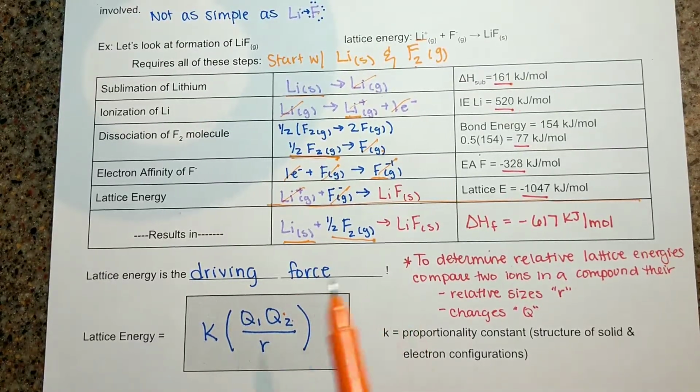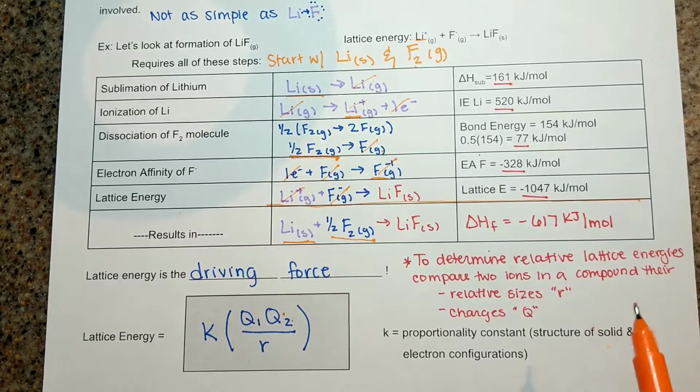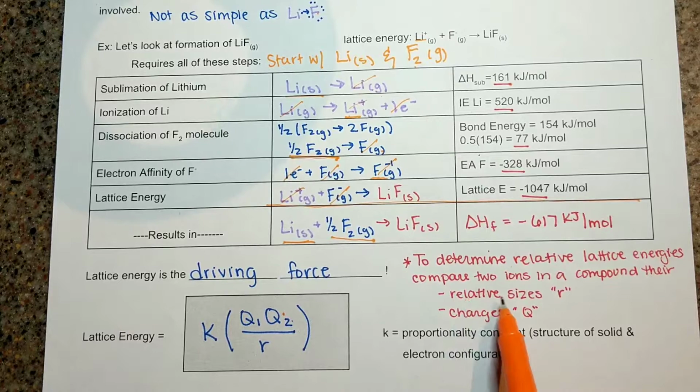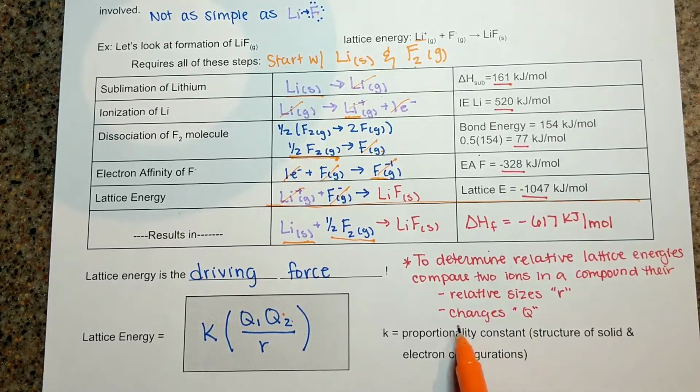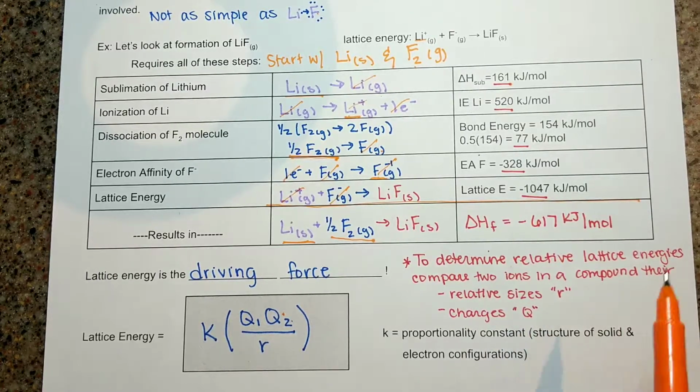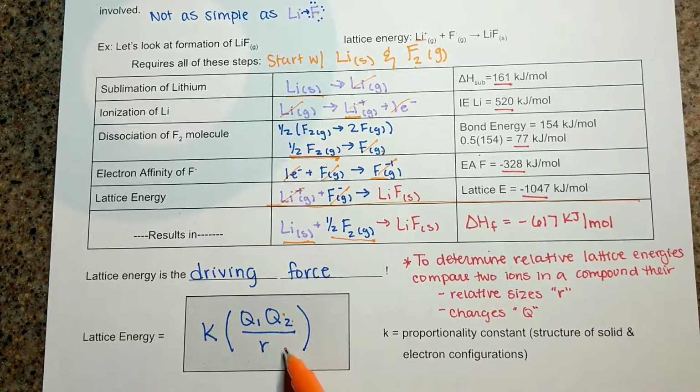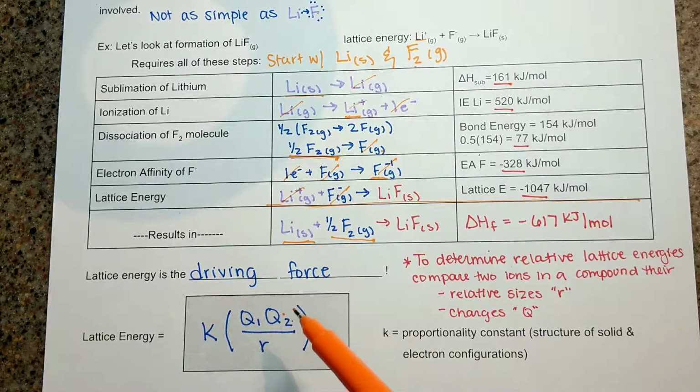Now, if we're looking at two different compounds and we want to compare the relative lattice energy between them, we really need to compare their relative sizes, so the radius of the different ions, and the charges of the two different ions. Because radius is in the bottom, with a smaller radius we'll have a higher lattice energy. And conversely, larger charges are going to give me a higher lattice energy. So you can compare different molecules using that.